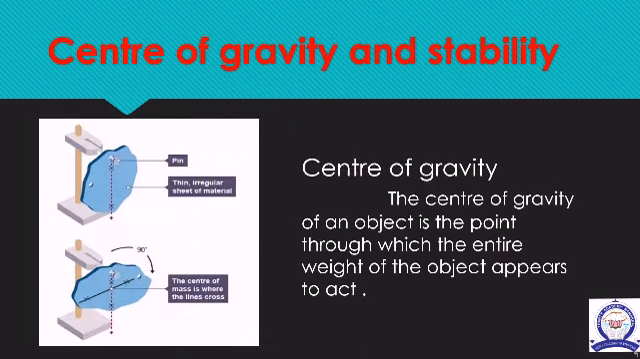Center of gravity and stability. Center of gravity. See the picture. Balance a cardboard on your fingertip. What do we observe? We observe there is only one point at which the cardboard is balanced. The point at which the cardboard is balanced is the center of gravity of the cardboard. So, the center of gravity of an object is the point through which the entire weight of the object appears to act.